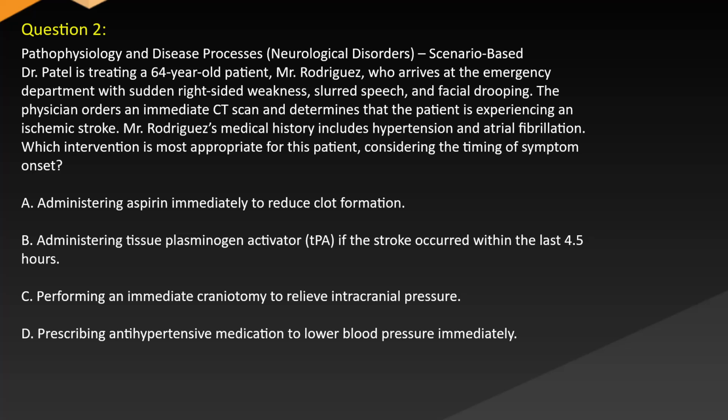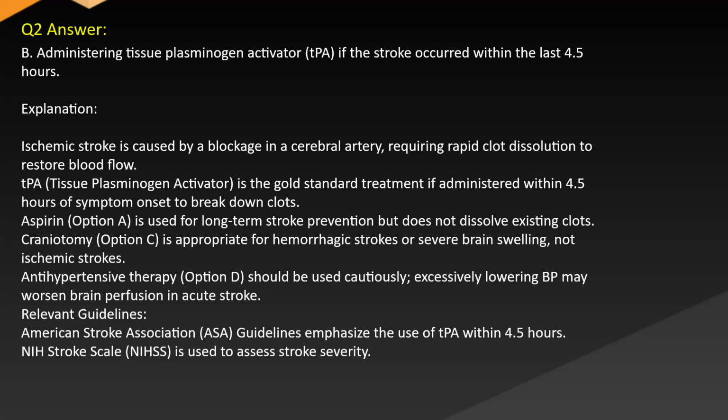A. Administering aspirin immediately to reduce clot formation. B. Administering tissue plasminogen activator (tPA) if the stroke occurred within the last 4.5 hours. C. Performing an immediate craniotomy to relieve intracranial pressure. D. Prescribing antihypertensive medication to lower blood pressure immediately. Answer: B. Administering tissue plasminogen activator (tPA) if the stroke occurred within the last 4.5 hours.